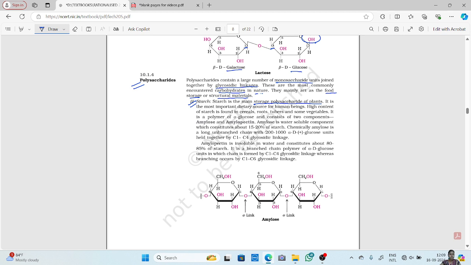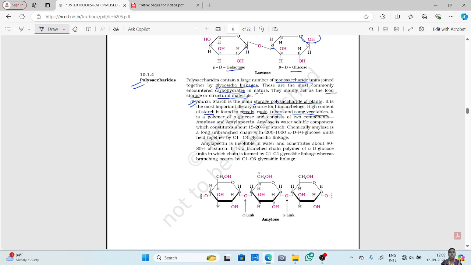Now, high content of starch is found in cereals, roots, tubers and some vegetables. We eat lots of cereals, right? Cereals like moong, dal, chana and all those things. So cereals contain quite a large amount of starch. Again, roots means potatoes, carrots. Those are considered to be roots, right? Potato is a basic example of a root. Potato contains a lot of starch in it. Then tubers and some vegetables.